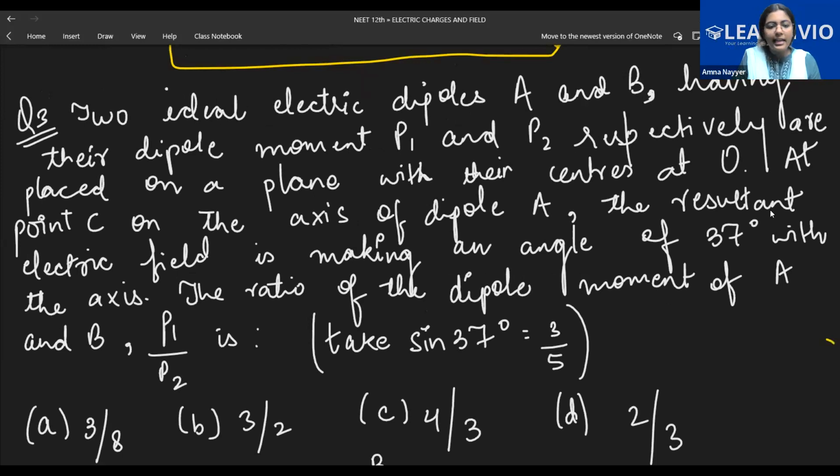the resultant electric field is making an angle of 37 degree with the axis. So see again, your dipole's resultant angle is 37 degree. You need to calculate the ratio of the dipole moment of A and B, which is P1 by P2. So class, see, the language is very tough in this question. Calculation part is very easy. So you need to understand the language of the question.